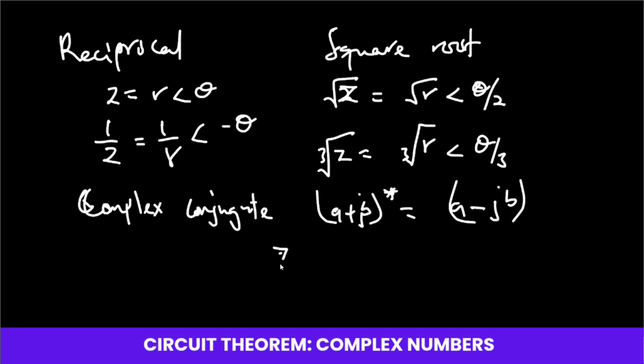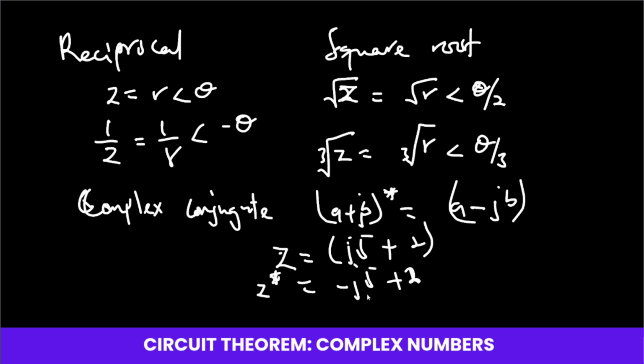What if z is equal to j5 plus 2, and you are asked to find z complement or z conjugate? We say, since this is the imaginary part, we negate the imaginary part, giving negative j5 plus 2. And that's our complex conjugate.